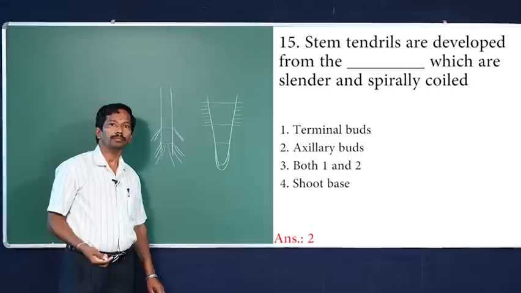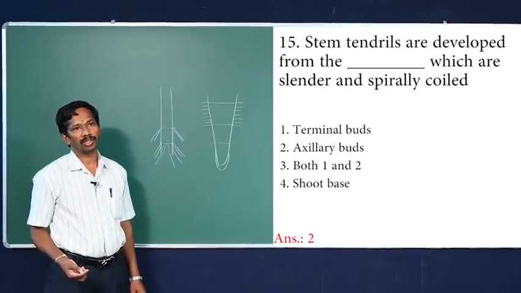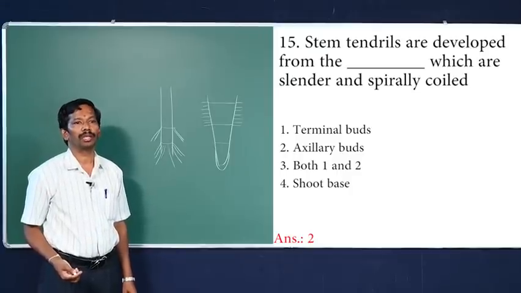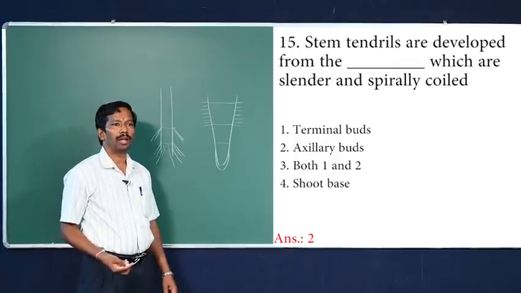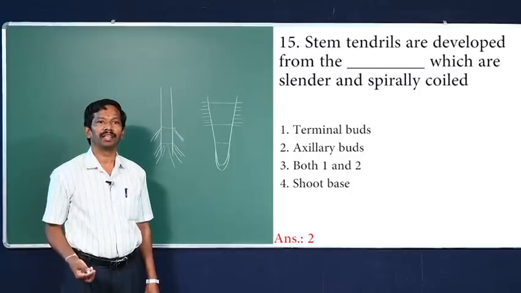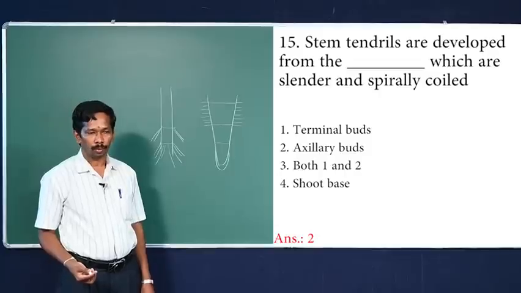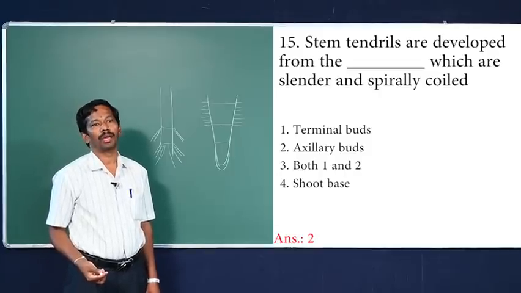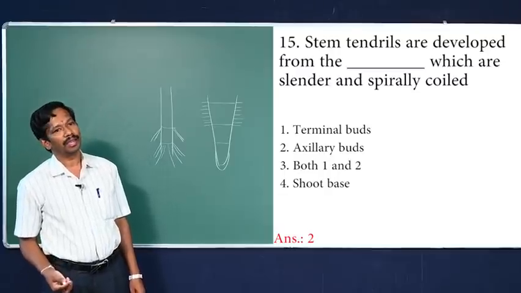Next question. Question number 15. Stem tendrils are developed from dash, which are slender and spirally coiled structures. First option, terminal bud. Second option, axillary bud. Third option is both 1 and 2, and fourth option is shoot base. Answer should be axillary bud, because if it is a terminal bud, it cannot produce the new shoot system, and hence axillary buds are supportive structures which will form tendrils.